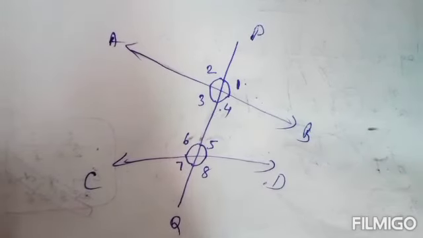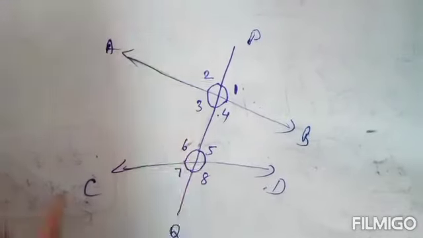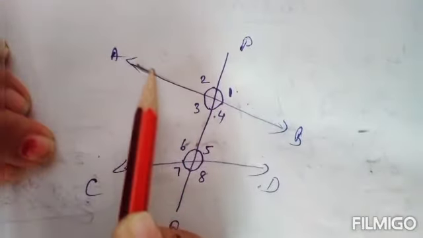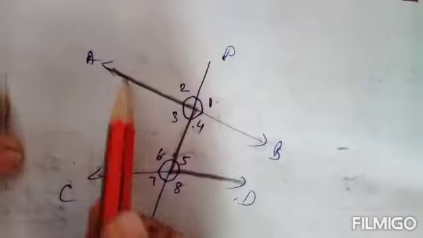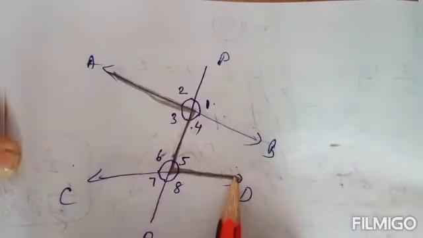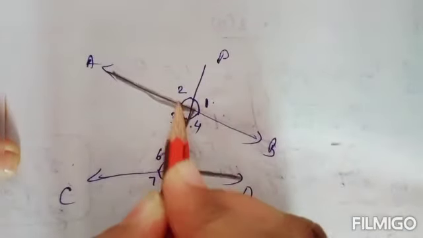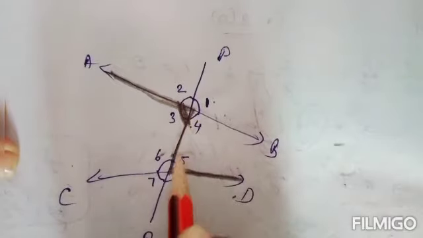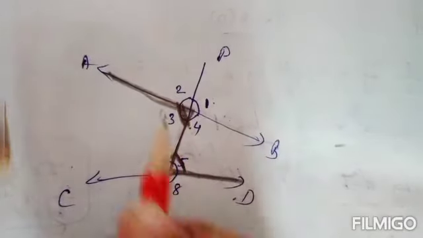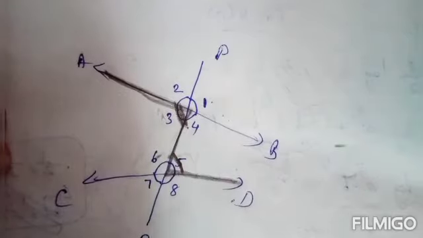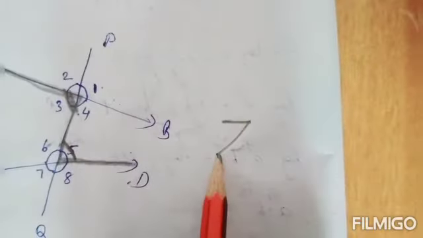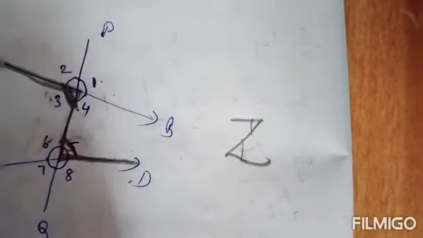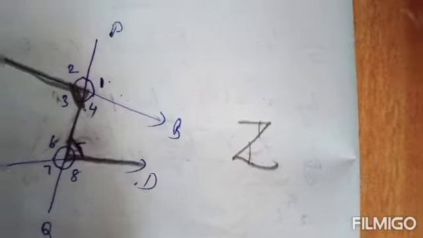There is one simple method to find the interior alternate angles or alternate angles. You can see here, a Z is formed. This is in the shape of Z. Now the angles formed by this Z are 3 and 5. So these 2 angles are interior alternate angles or simply alternate angles. The angles formed by Z are called alternate angles or interior alternate angles.